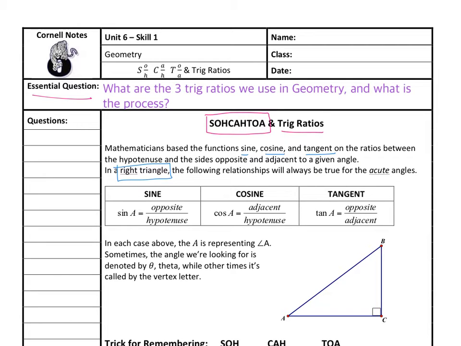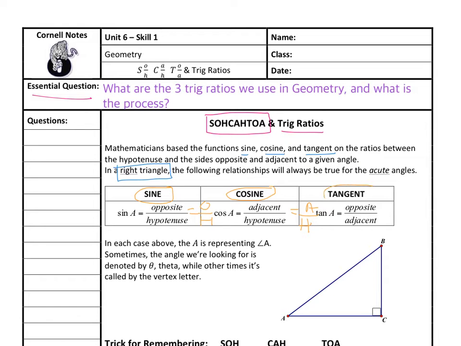So here we go. Here are our 3 trig ratios. The first one is sine. All right, and sine you can use if you have the opposite side and you have the hypotenuse. So I'm going to refer to that as O over H. Cosine. We can use cosine if we have the adjacent side and the hypotenuse. So that would be A over H. And I'll tell you what the adjacent, hypotenuse, and all those mean in a second.